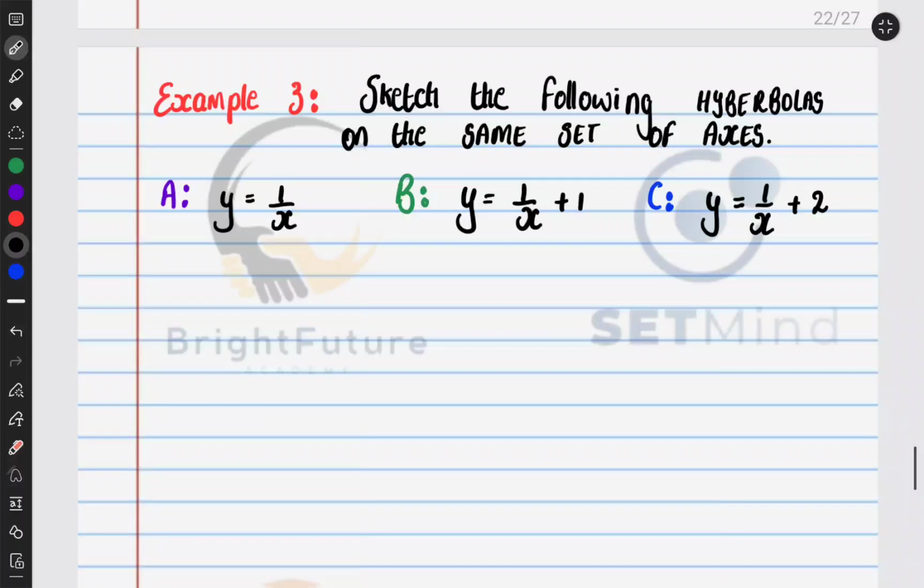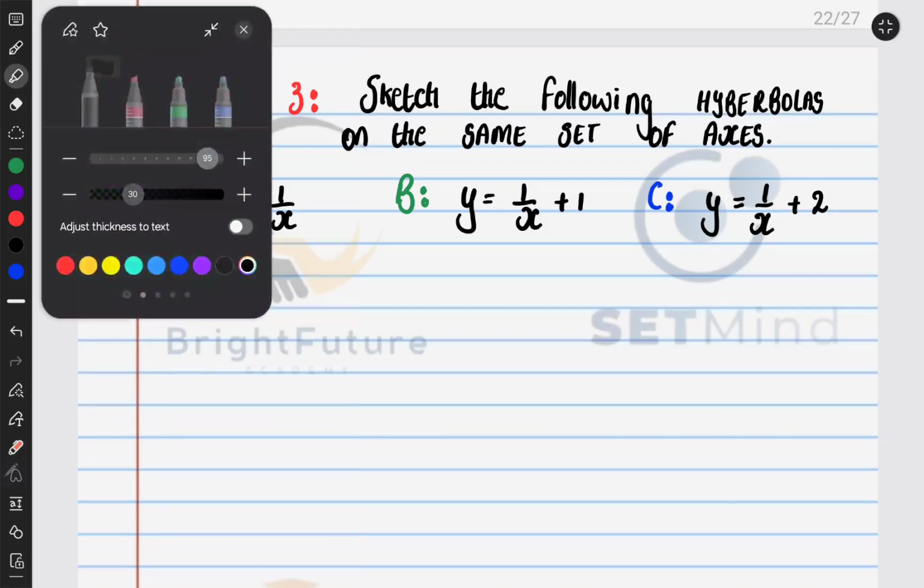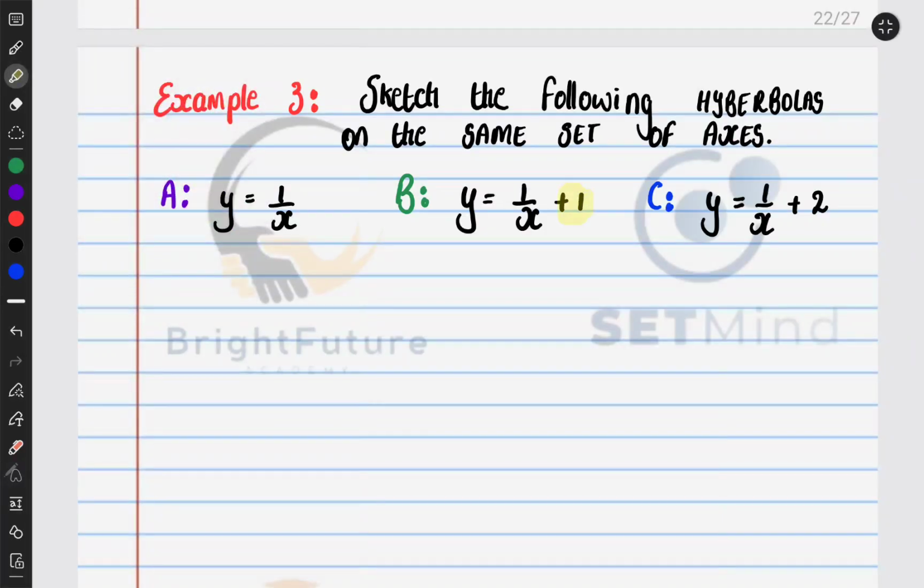Let's go ahead and do example number 3. Sketch the following hyperbolas on the same sets of axes. Okay, what we are seeing here is that we start with y is equal to 1 over x, and then for the second function we add a value of 1, so that is adding what? A q, and then we add a value of 2. What are we expecting here?